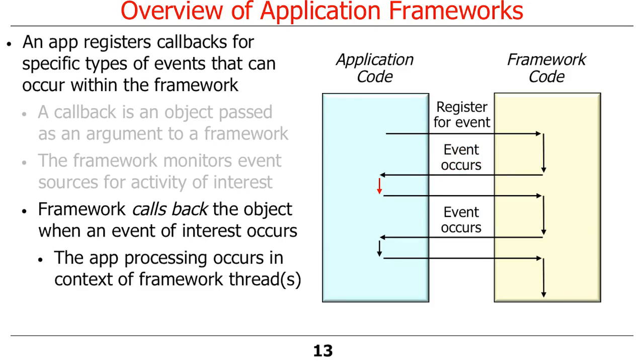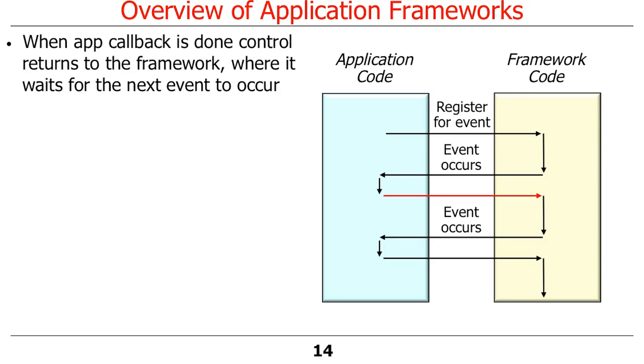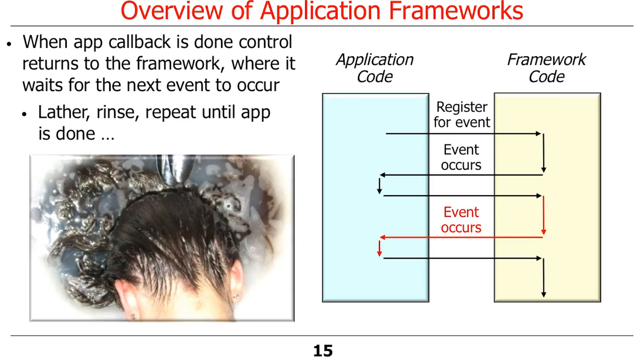The processing then occurs within the context of a thread that's borrowed from the framework for the duration of a callback. When the app callback is done, the control returns back to the framework, where it waits for the next event to occur. This process of having the framework be responsible for managing the bulk of the control flow in an application leads to what's often called inversion of control, which is sometimes known as the Hollywood principle, which says, "Don't call us, we'll call you back," when an event you registered for has occurred.